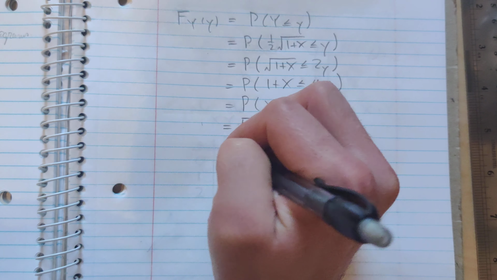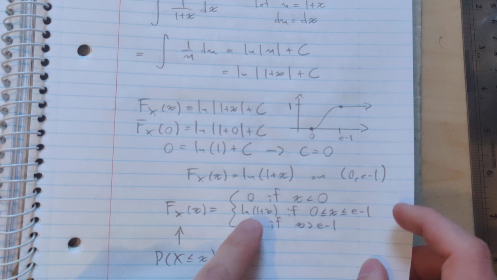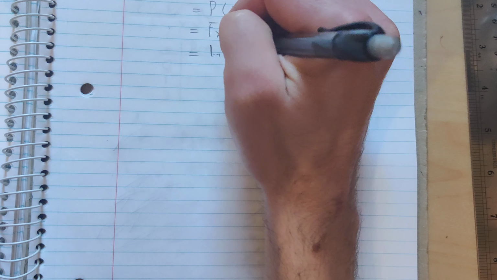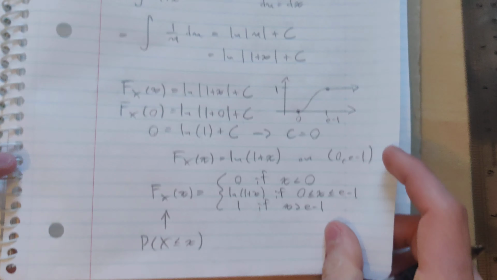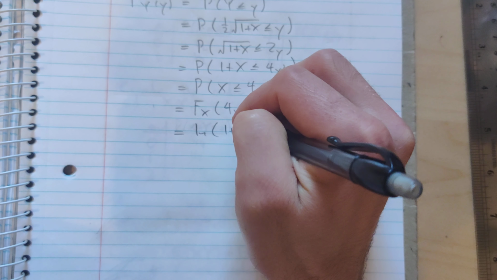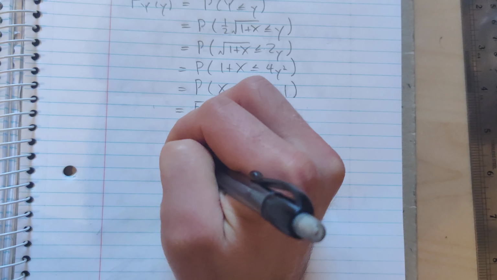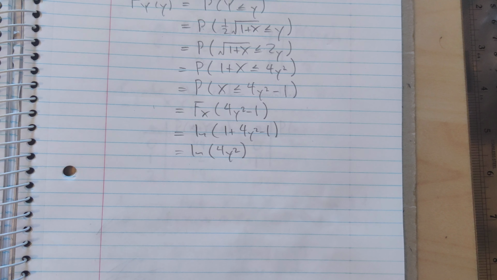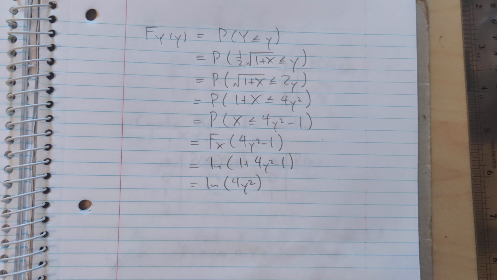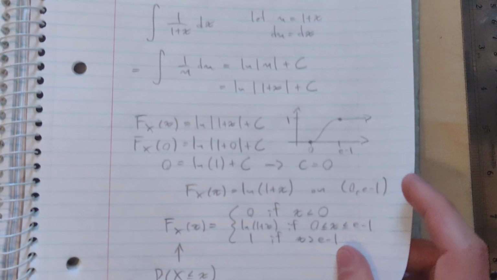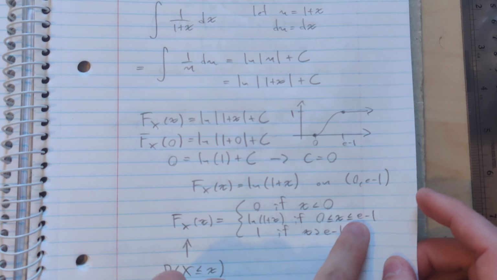So what happens when we do that? Well, in this expression right here, this little x is being replaced by 4y squared minus 1. So this is ln of 1 plus 4y squared minus 1, which is just ln of 4y squared, right? Okay, great. However, just make sure that this only worked when the thing we're plugging in, this little x, was between 0 and e minus 1.